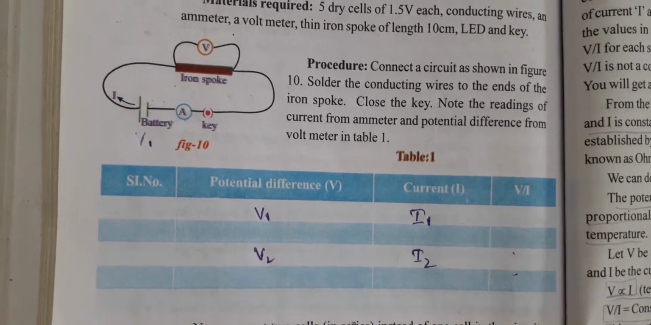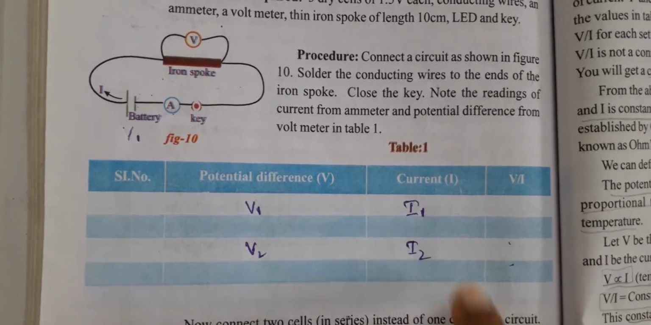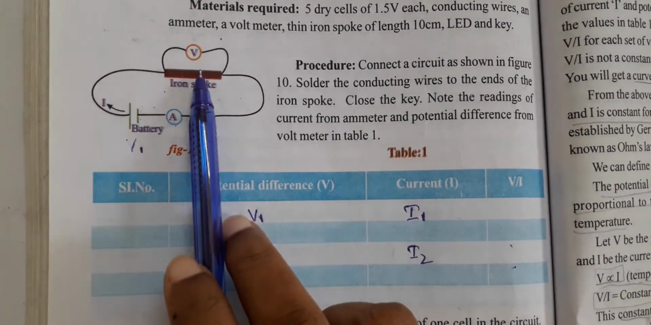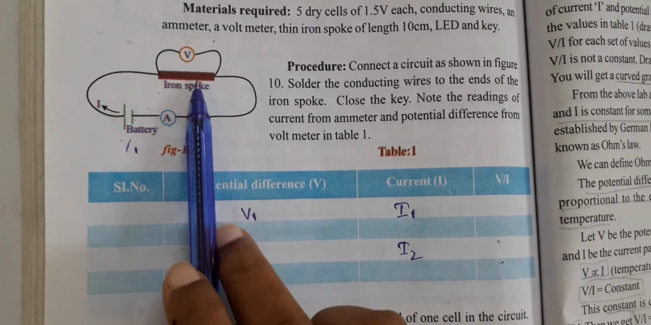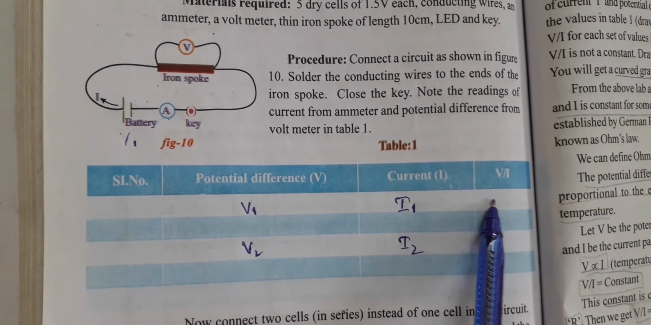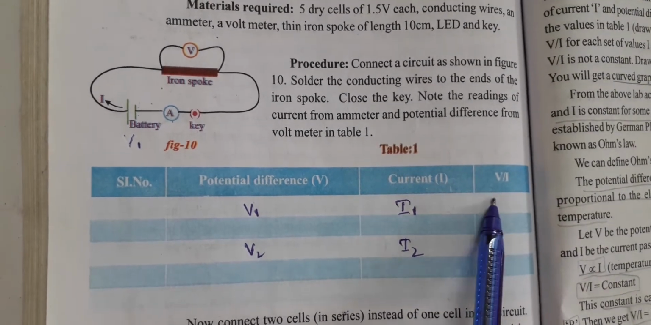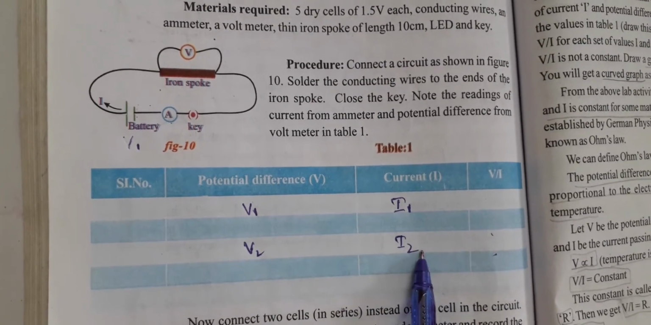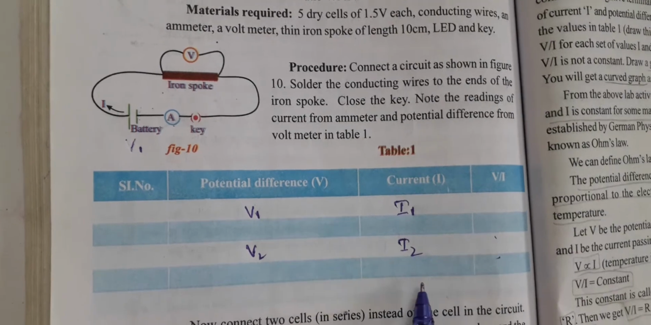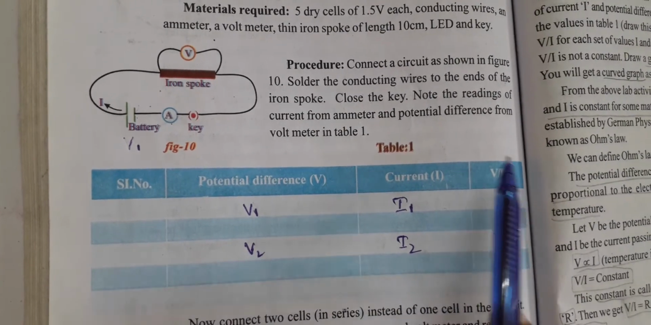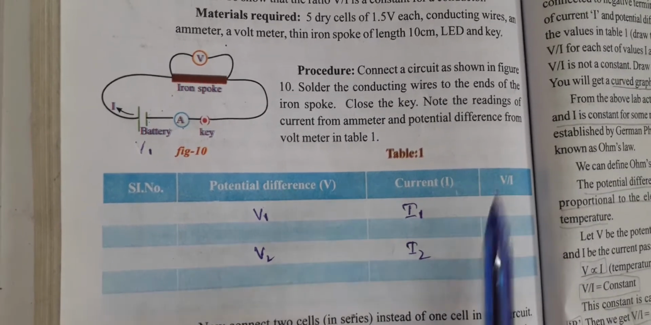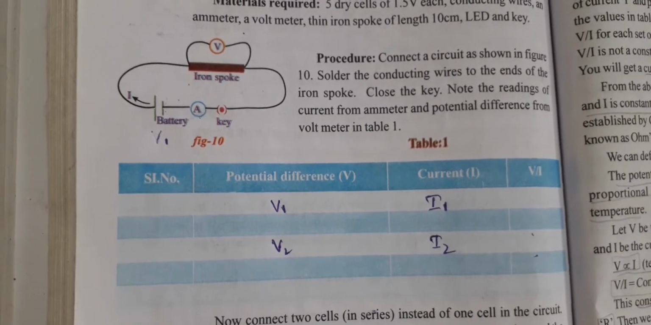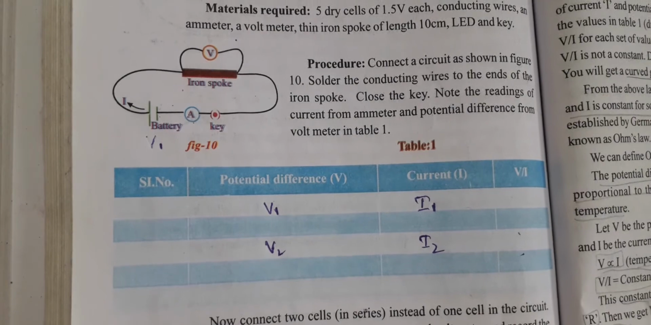To your surprise, when the temperature of the iron spoke is not changed, till then you can see that V by I is constant. That means V1 by I1, whatever you are getting in the first case, is equal to V2 by I2, which is equal to V3 by I3. That means V by I remains constant. So what is the meaning of this? That means V by I is constant.